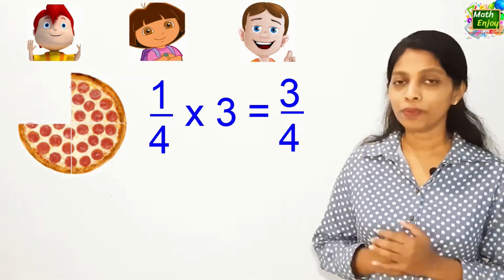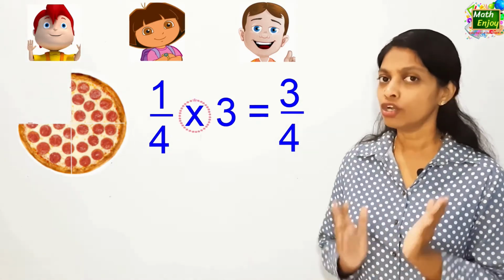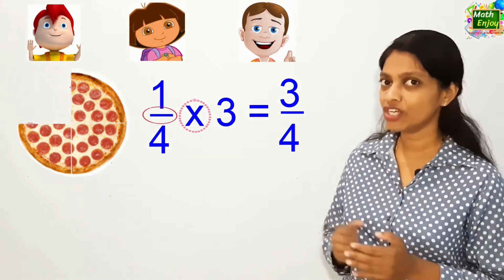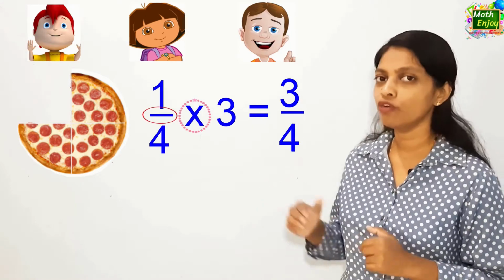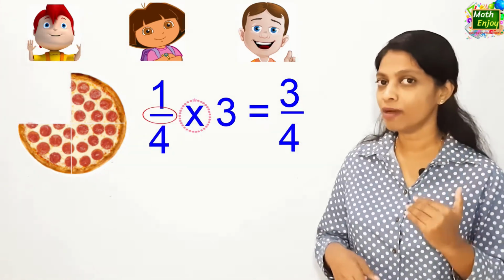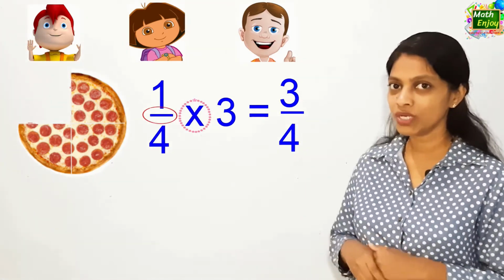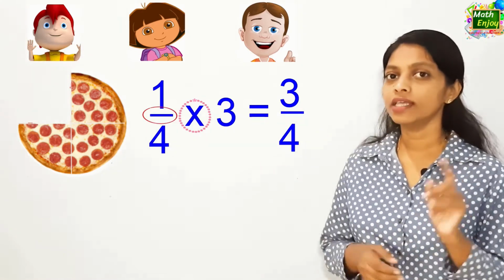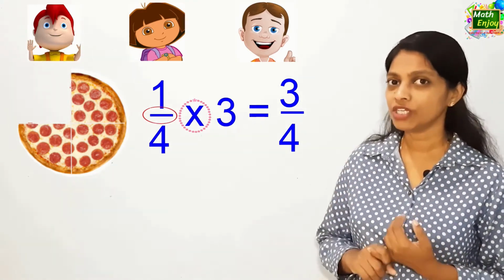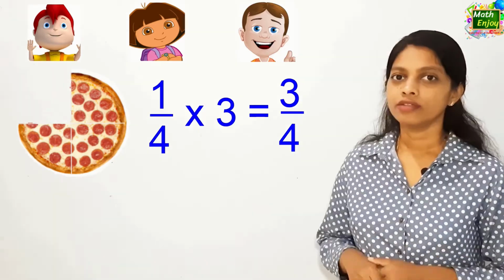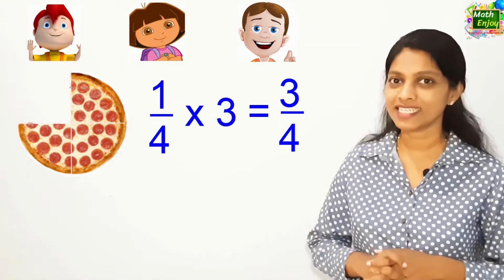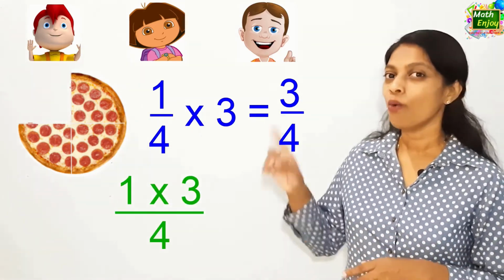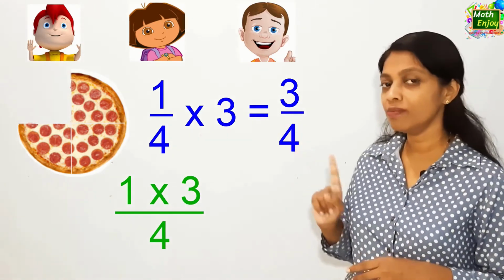There are two operations in this multiplication. Not only multiplication, division is also there. You know 1 upon 4 means 1 divided by 4. Actually this line shows a division. So here there are two operations, division and also multiplication. So we can write this multiplication statement in this way also. 1 times 3 divided by 4.